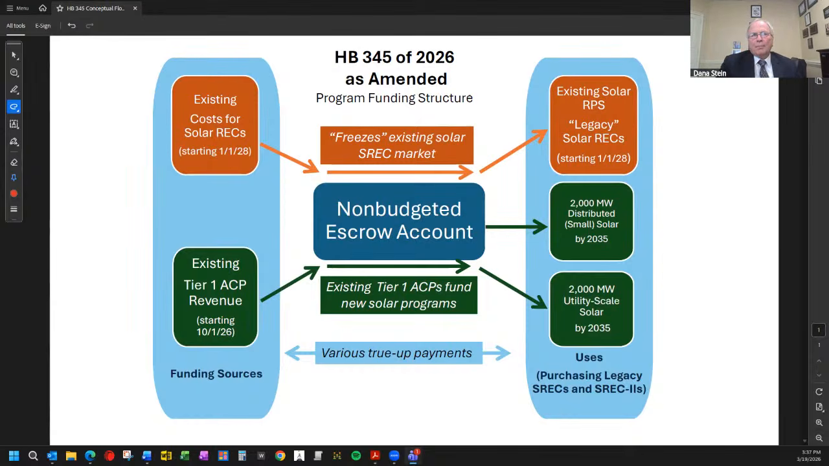A couple questions. First, just going back to the RPS. Right now the target for solar in RPS is 14% as of a certain year in the future. I forget which year. So we're saying that would go away, and that the solar generated wouldn't be dictated by the RPS, but by what can be funded through this escrow account. Is that right?